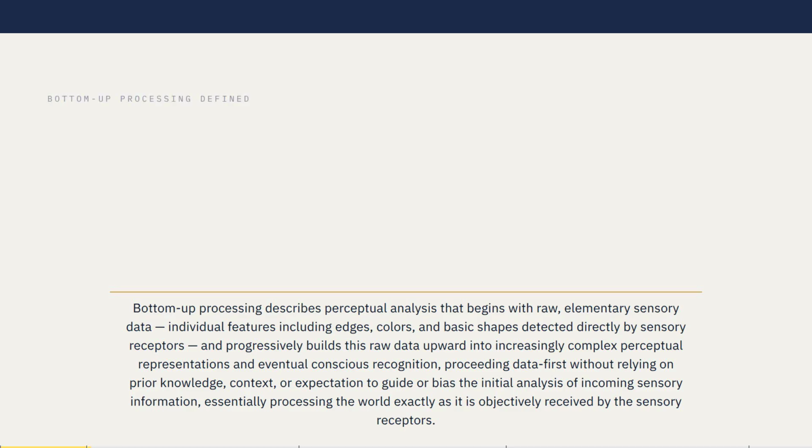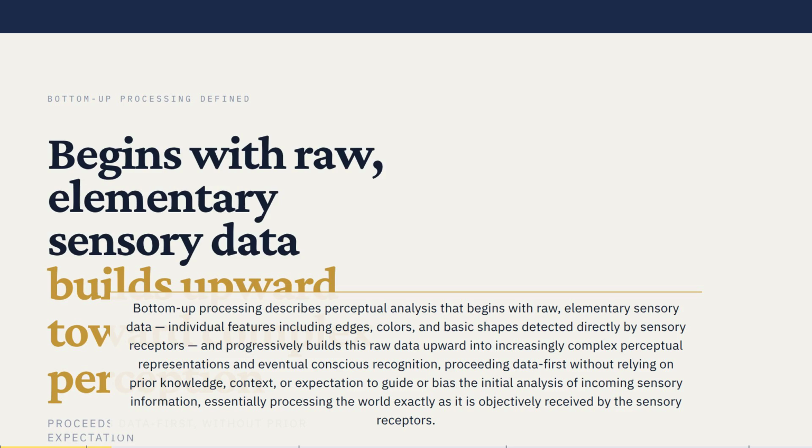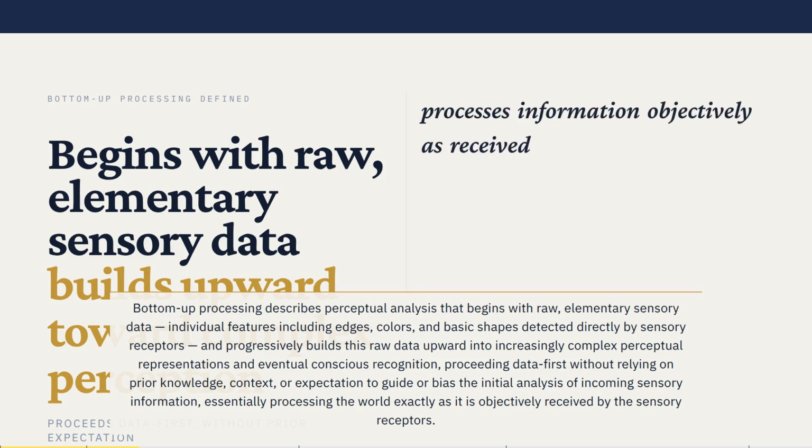Bottom-up processing describes perceptual analysis that begins with raw, elementary sensory data. Individual features including edges, colors, and basic shapes are detected directly by sensory receptors, and this raw data is progressively built upward into increasingly complex perceptual representations and eventual conscious recognition, proceeding data first without relying on prior knowledge, context, or expectation to guide or bias the initial analysis of incoming sensory information, essentially processing the world exactly as it is objectively received by the sensory receptors.